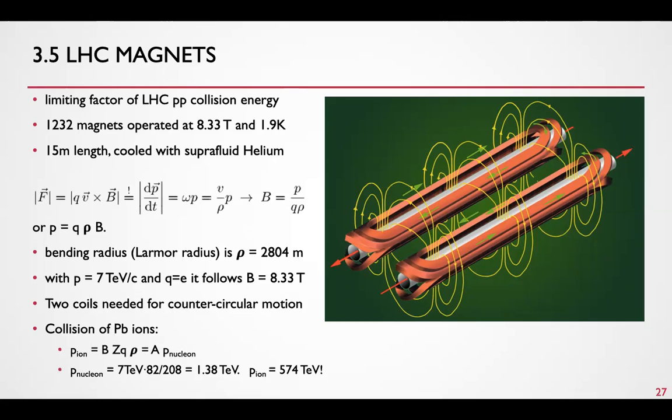These are superconducting magnets operated at 1.9 Kelvin, which means we need a lot of helium. It is superfluid. One magnet is 50 meters long, and the cooling pipes are filled with superfluid helium. So let's compute the limiting factor for a circular proton machine.